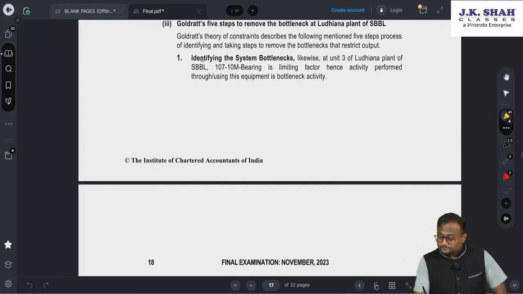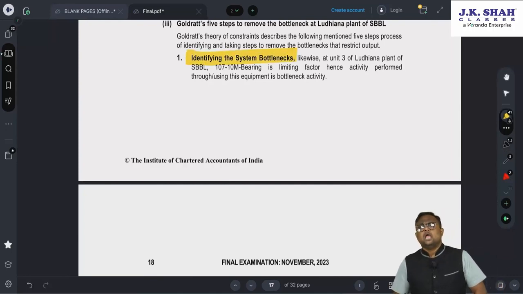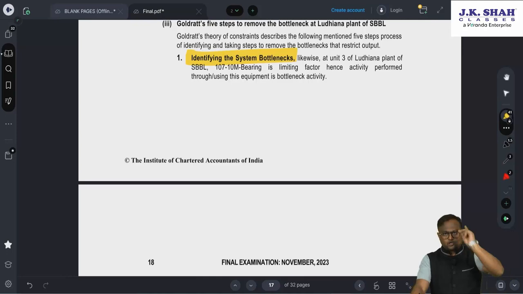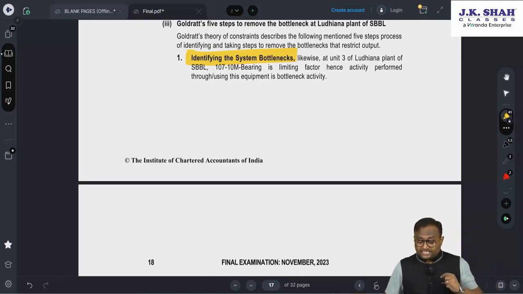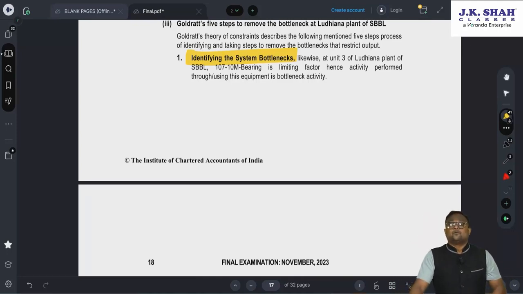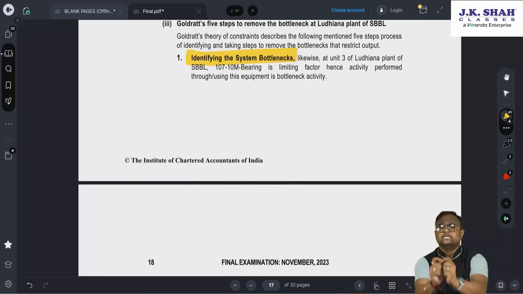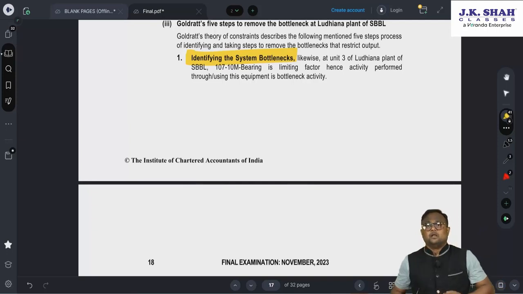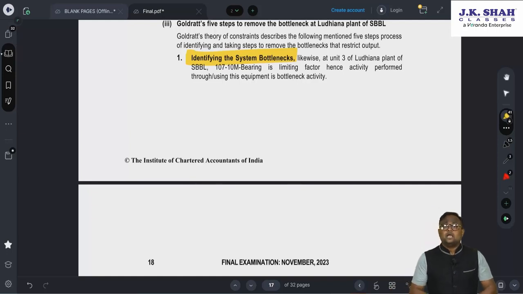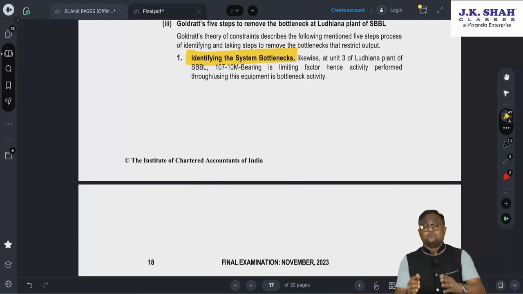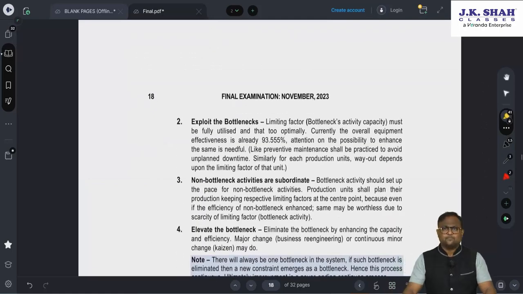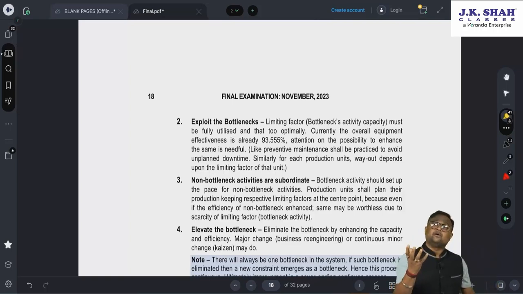See, how do you eliminate the problem of bottleneck? You identify the bottleneck first, where exactly the problem is. If there are multiple limiting factors, which one is the maximum limiting factor? Which one is the most scarce in terms of supply? You find that out. Like, for example, there are 2 assets. One is giving a shortfall of 200 hours, the other one is giving me a shortfall of 300 hours.